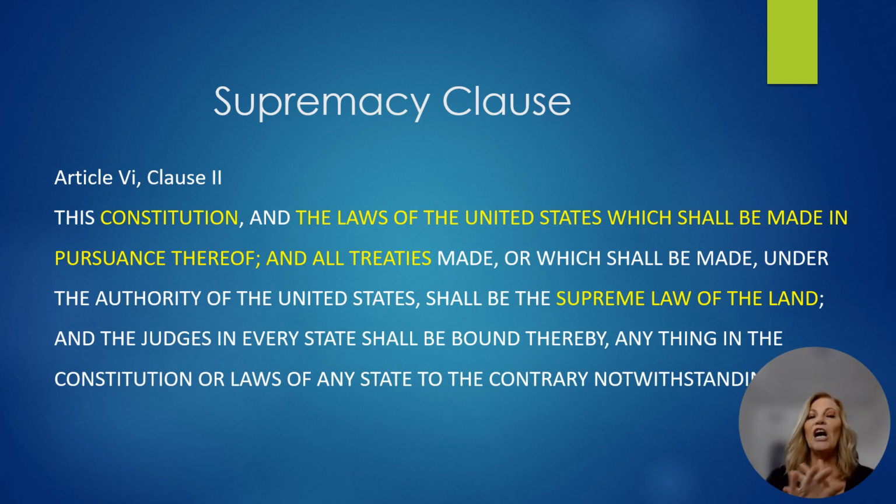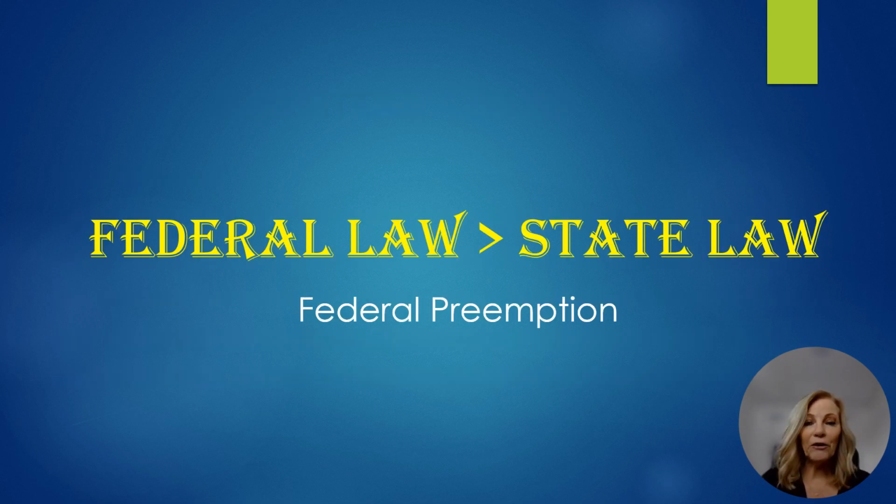And all treaties are the supreme law of the land. What does that mean? That means federal law always trumps state law. We call it federal preemption if there's conflict between those areas of law.